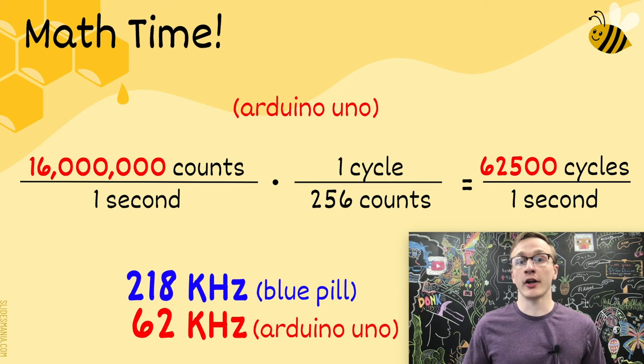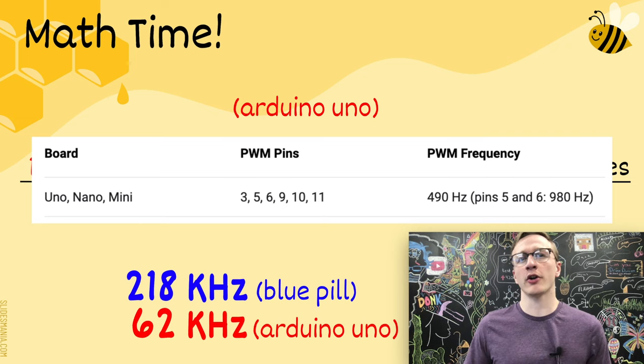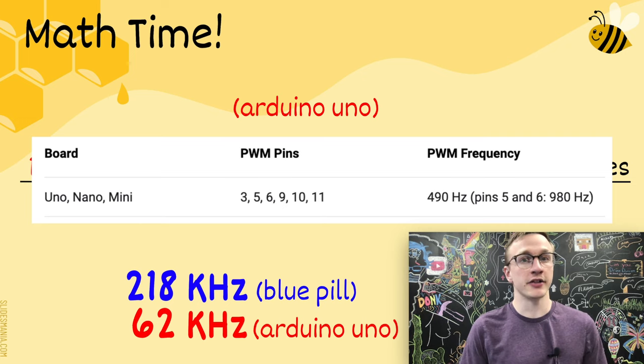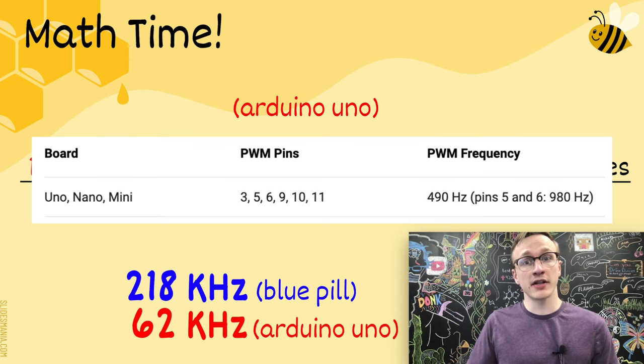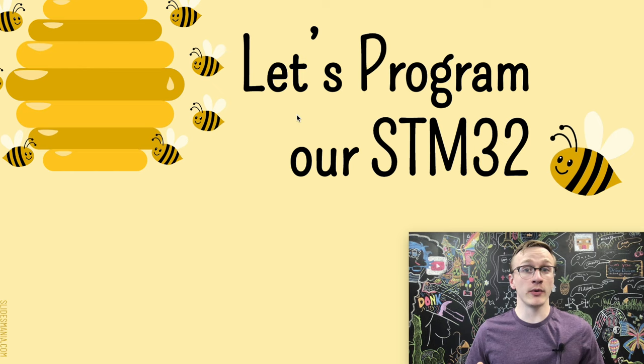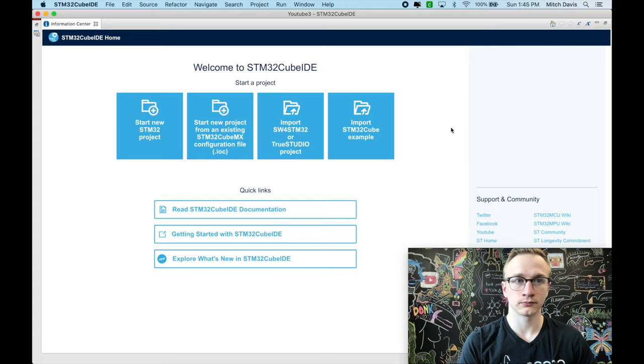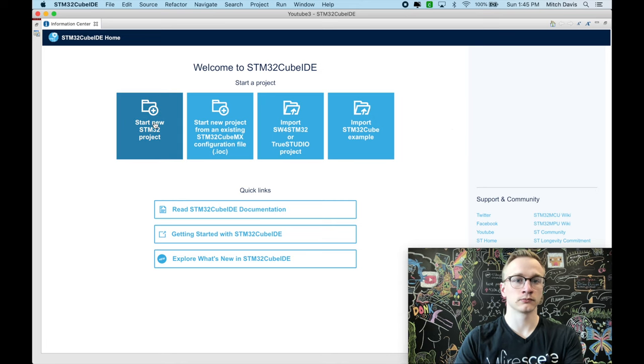For comparison, an Arduino Uno runs at 16 megahertz. If it followed these same rules, it would be able to run at a maximum of around 62 kilohertz. However, by default, it only runs at 490 hertz or 980 hertz, depending on which pin you use. I've cranked this up to the max speed before, but you have to play around with registers manually. Now at this point, we should have enough knowledge that we can get PWM working at a basic level on our STM32. Just like in the last video, I'm going to use the STM32 Cube IDE to set up this project.